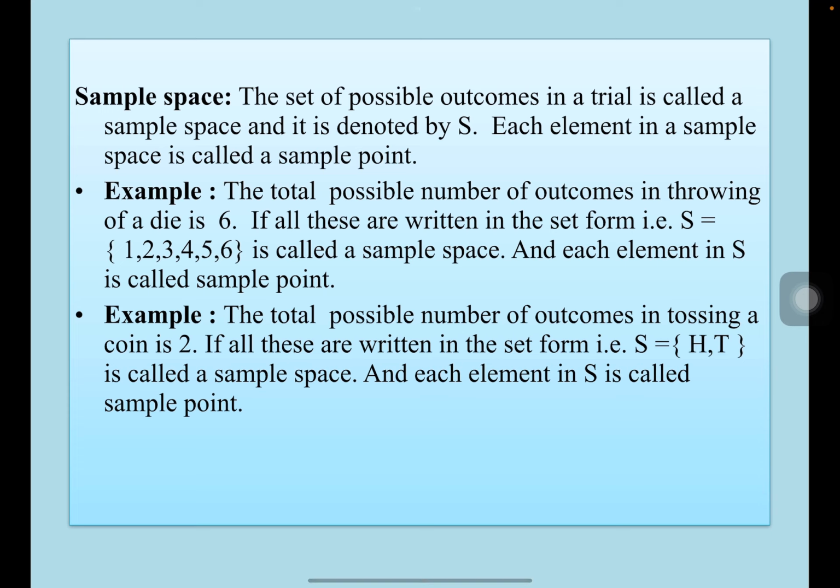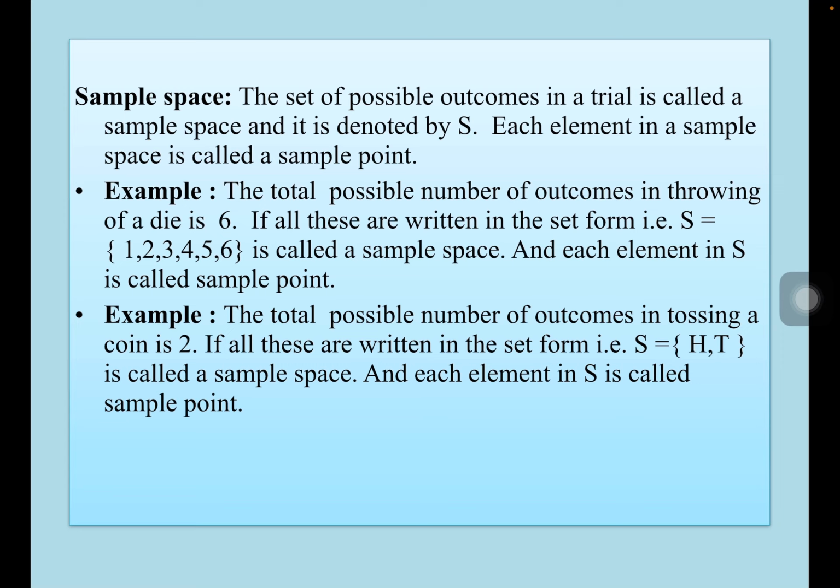Next, sample space. Actually, this sample space we deal only when we calculate probability using set theory. So, under that condition this term occurs. Sample space, a set of possible outcomes in a trial is called a sample space and it is denoted by S, capital letter S. Each element in a sample space is called a sample point. Example, the total possible number of outcomes in throwing a die is 6. If all these are written in a set form, it will be set of 1, 2, 3, 4, 5, 6. It is called sample space and each element in S is called sample point.